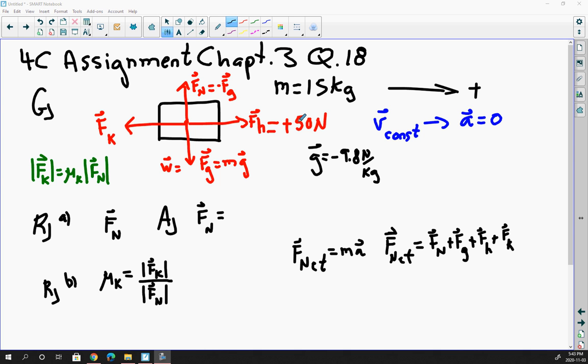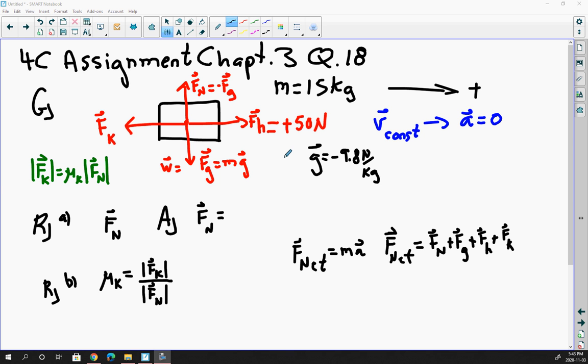Okay, kids, so 4C assignment, chapter 3, question 18. Question 18 says there's a 14 kilogram wooden table, and here's my picture of the table. Remember, all free body diagrams look like that. Mass is 15 kilograms, and we're going to say this way here is positive.